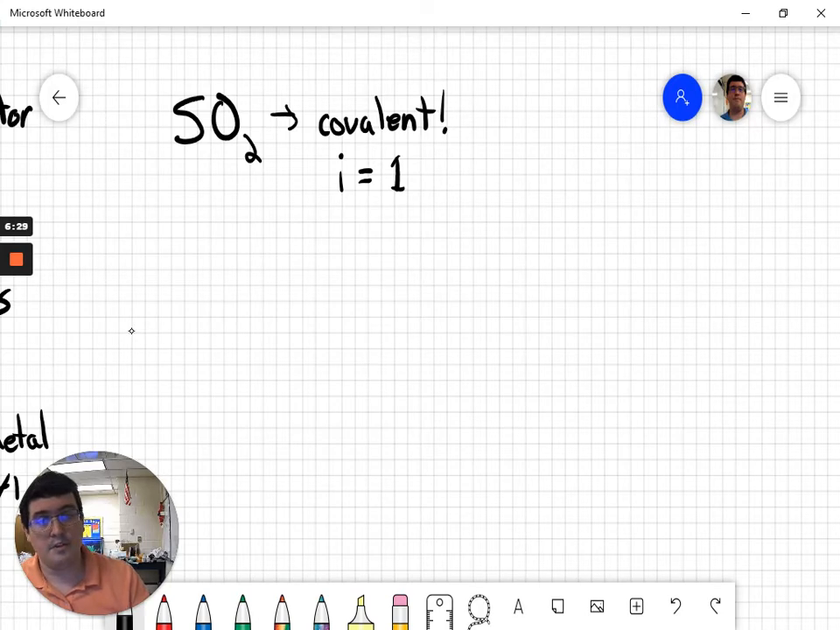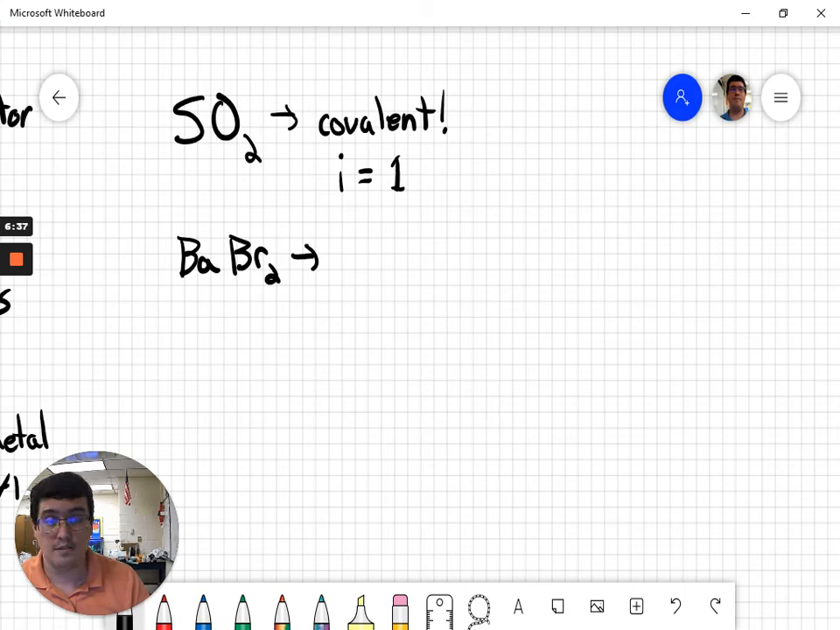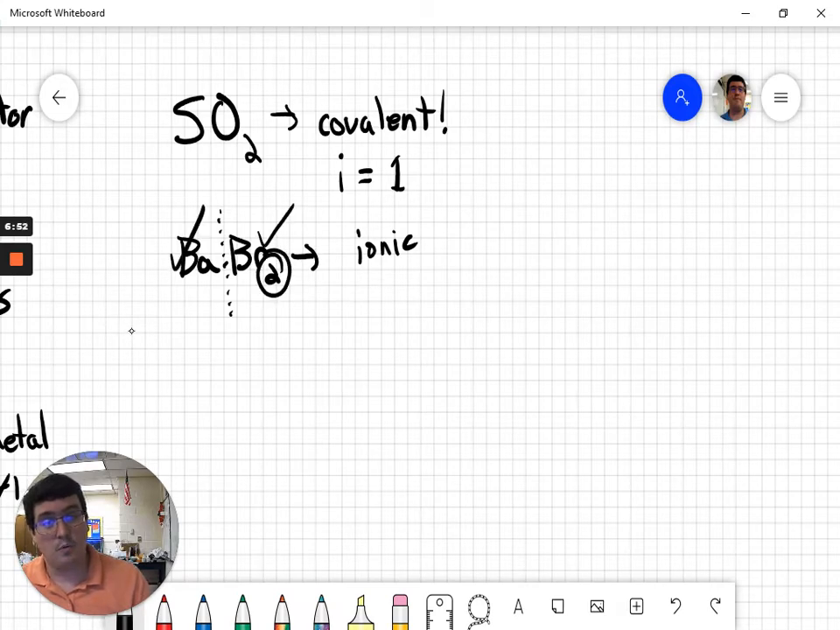What about barium bromide, which looks like this? What about that one? Pause. This is ionic. And if you look, all ionic compounds divide in half. There's a positive side and a negative side. On the positive side, we have one thing. On the negative side, we have two things. 1, 2. So how many check marks? 1, 2, 3. The I on this one is 3.